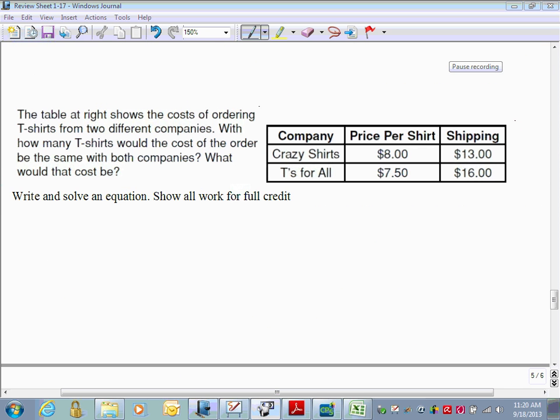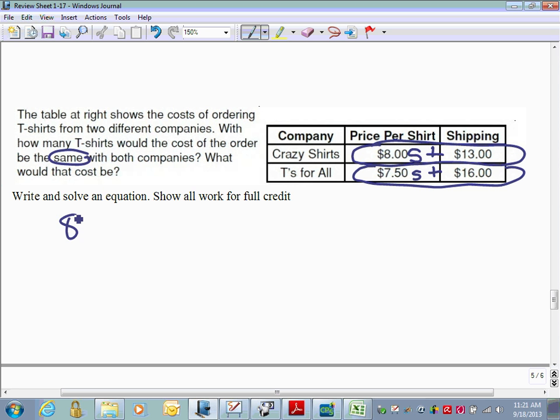And there is one more problem, number 37. This one's very similar to one we've already had. This is my price per shirt. It's $8 per shirt, and so I'm going to put my variable S with the shirt. The shipping is a one-time deal, so that's 8S plus 13. The same thing's going to happen for T's for All. That's 7.50S plus 16. So my equation is going to be when I want them to be the same for both companies. 8S plus 13 equals 7.50S plus 16.